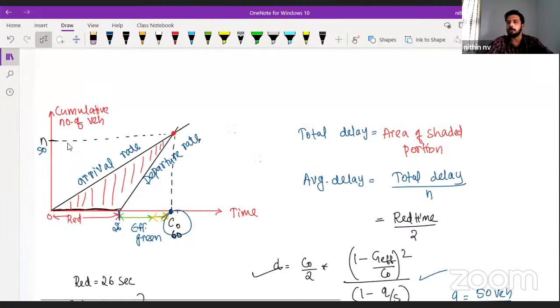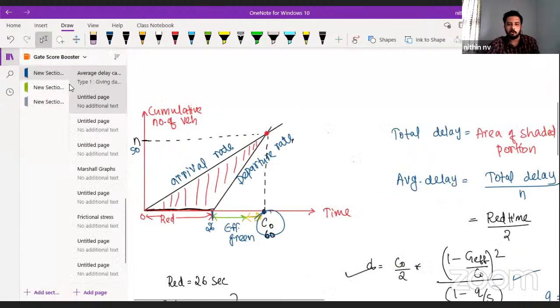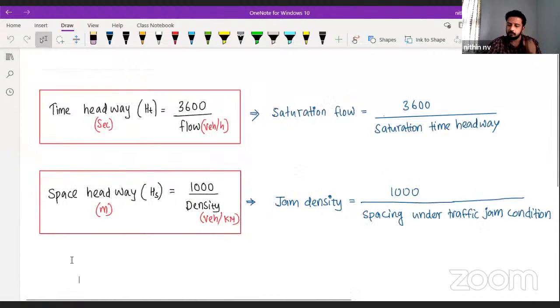That is the end of traffic engineering. Now, one more point I will tell you, something very important. Time headway and space headway. We have 2 equations. Time headway equal to 3600 by flow. Space headway equal to 1000 divided by density. Very, very important equation. Now see, sometimes they will directly ask the question for 1 mark.